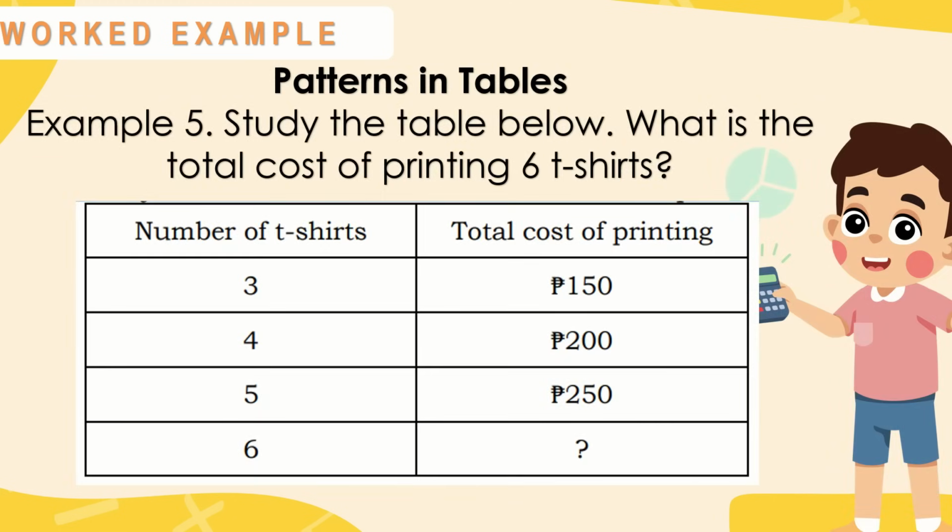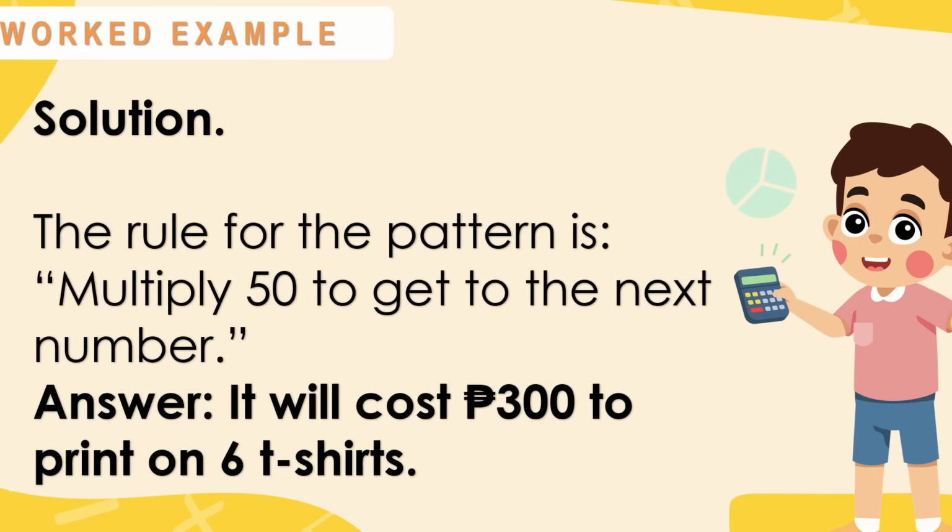Patterns in tables. Example 5. Study the table below. What is the total cost of printing 6 t-shirts? For the first column, we have number of t-shirts: 3, 4, 5, and 6. For the second column, we have the total cost of printing: 150 pesos, 200 pesos, 250 pesos, and the last row is unknown. Solution: the rule for the pattern is multiply by 50 to get the next number. Answer: it will cost 300 pesos to print 6 t-shirts.